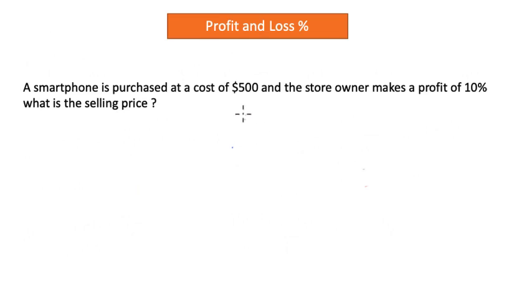To continue our learning on finding the selling price or the cost price from the profit and loss percentage, let us look at one more scenario in which a smartphone is purchased at the cost of $500 and the store owner makes a profit of 10%. We are required to find the selling price. So let's put down what we know. The cost price is what we know. The profit in percentage is what we know, right here. And we need to find the selling price that is unknown to us.